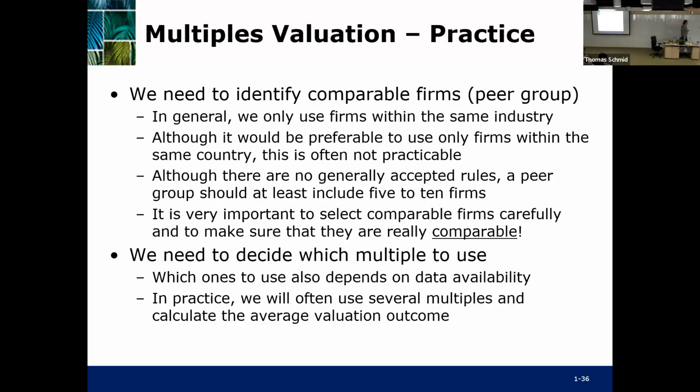How large should a peer group be? How many firms should be in your peer group? Something like 5 to 10 seems a reasonable amount of firms in a peer group. It can also be a bit more, it can also be 20 or so. Less than 5, typically things become very noisy. 5 is kind of a minimum.